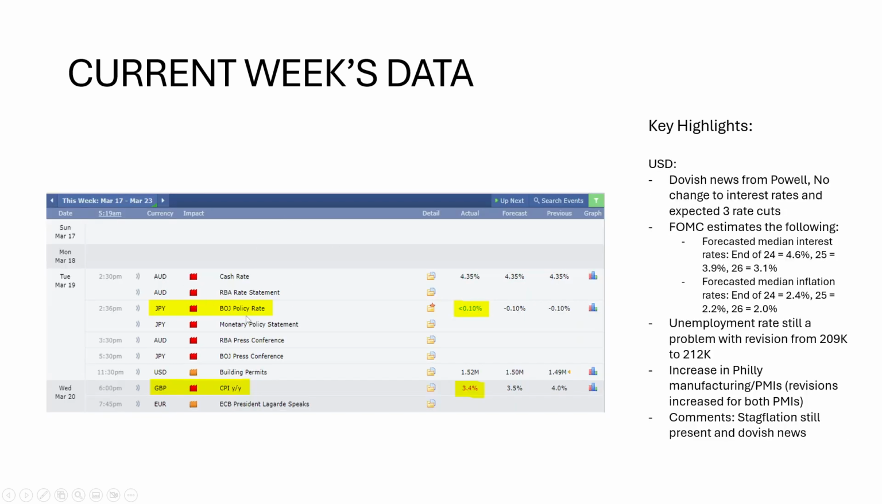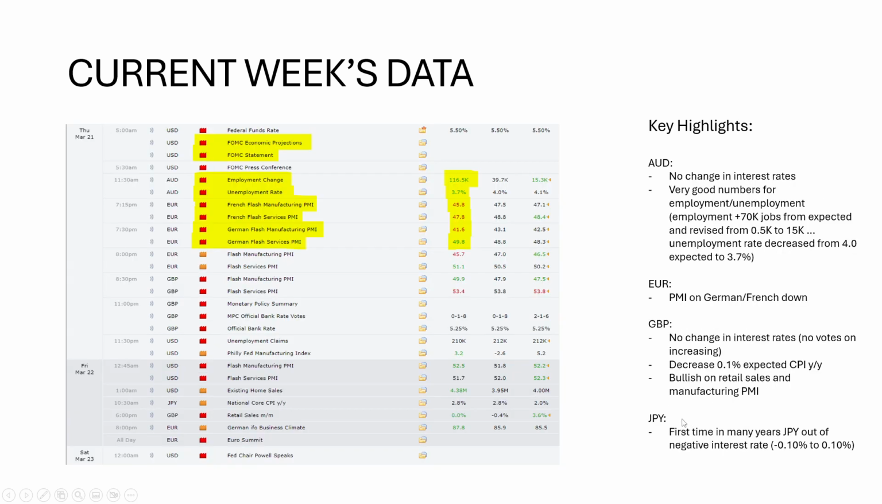JPY, Bank of Japan, first time it's been out of the negative. Again, I'm not strong in this. COT data is saying short. I think Japan's still not doing too well, so we're not touching the JPY pair. If anything, we're going to be shorting it.